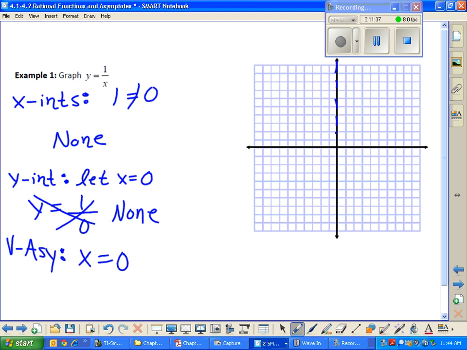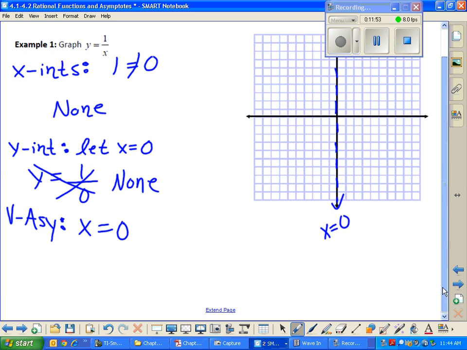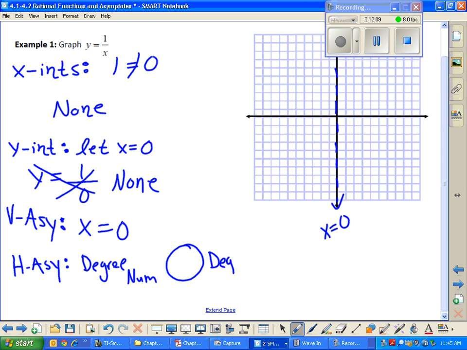I draw it in as a dashed line because ultimately it cannot be a solution point or set of solution points to our graph. So I draw it in dashed and then I label it. After I calculate the vertical asymptote, I calculate the horizontal asymptote. The horizontal asymptote is calculated by making a comparison. You must compare the degree of the numerator to the degree of the denominator.